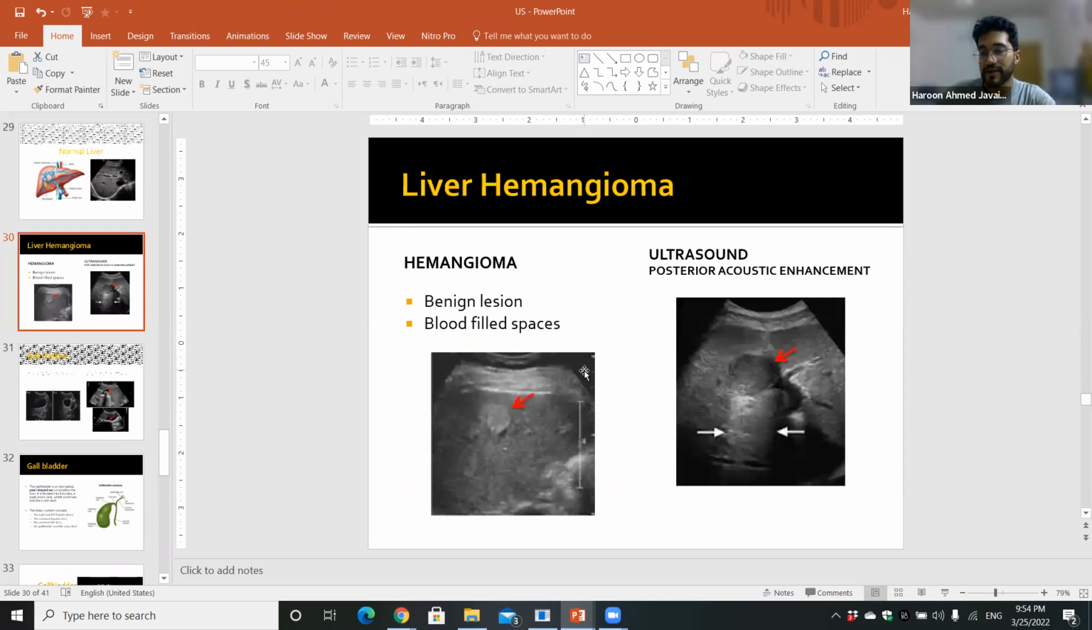Hemangioma slide. Yes, hemangioma slide. What's your question? You can unmute and ask if you want.